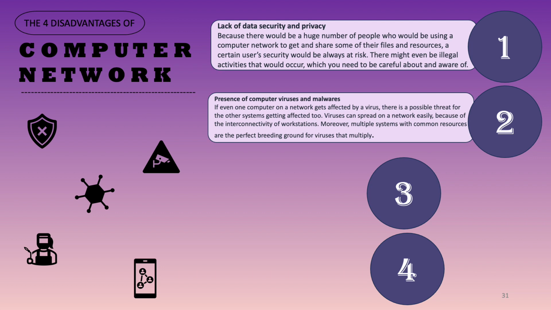Secondly, there might be the presence of computer viruses and malware. The reason is because if even one computer on a network gets affected by a virus, there is a possible threat for the other systems getting affected too. Viruses can spread on a network easily because of the interconnectivity of workstations. Moreover, multiple systems with common resources are the perfect breeding ground for viruses that multiply.